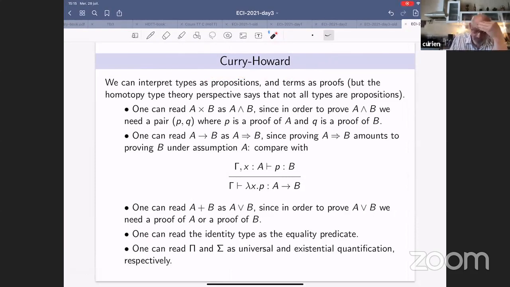And so you can read the product as the conjunction. You can read the function type as the implication. You can read the plus type as the disjunction. And you can read the pi and the sigma type as universal and existential quantification. And you can also read the identity type as the equality predicate. Okay.